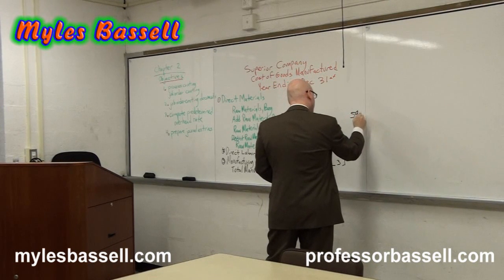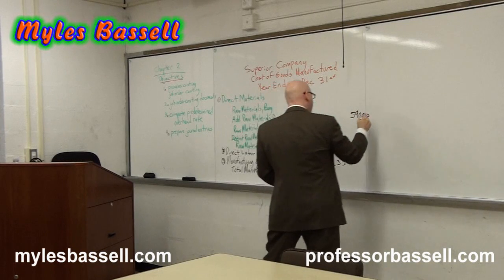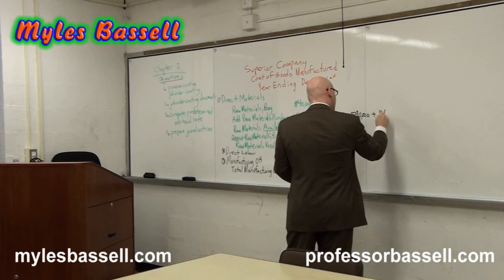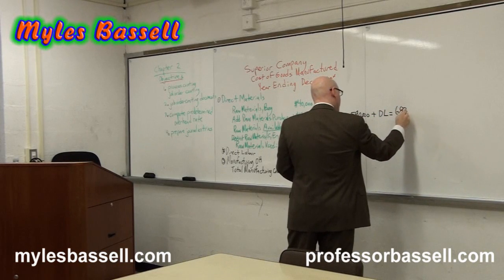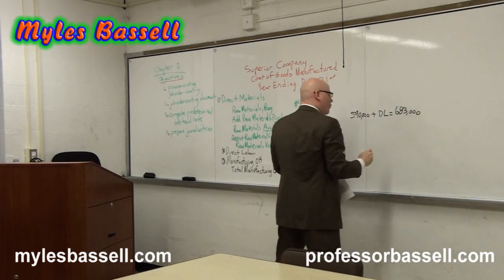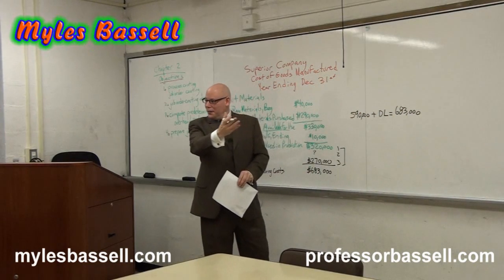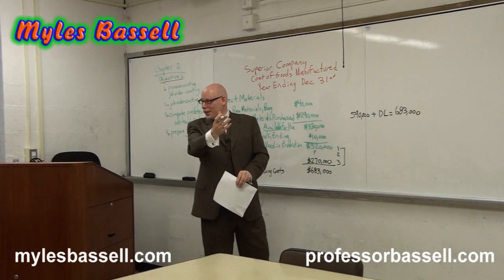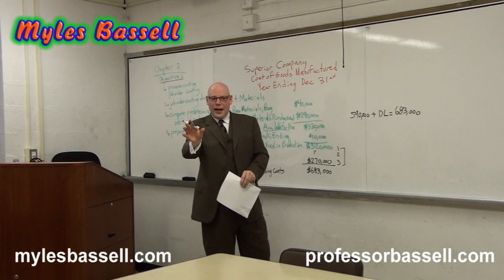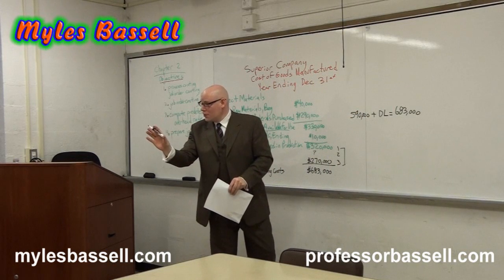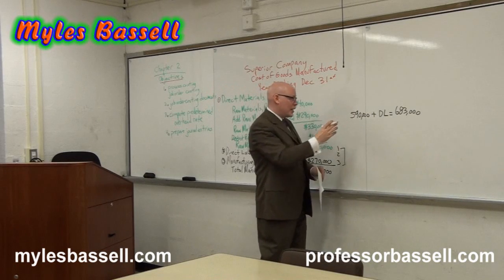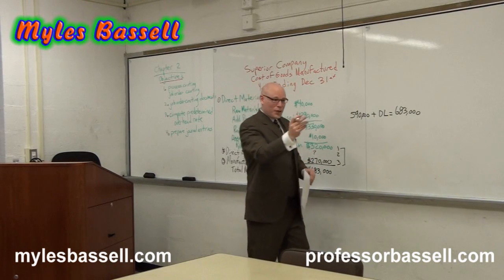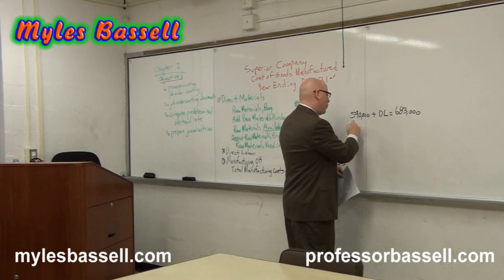590,000 plus direct labor, which we don't know, equals 683,000. So a little bit of algebra here. Don't panic. You're going to be accountants. So this is easy, right? How do we solve this? We subtract 590 from both sides.